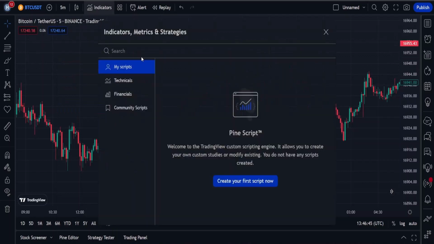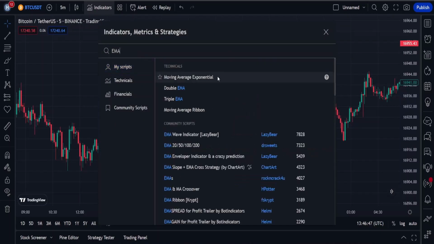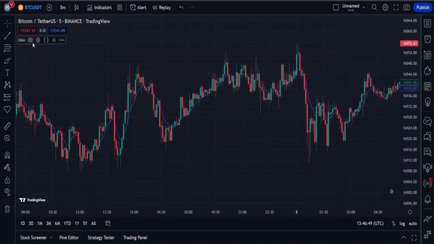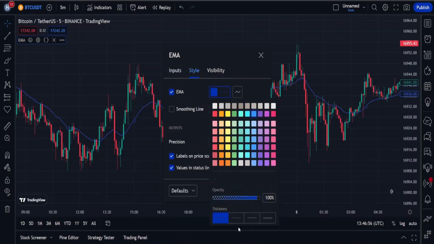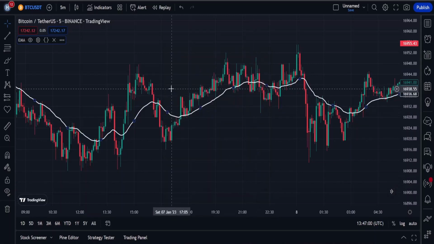So in the Indicators tab, we'll search for EMA, and apply it to the chart. Now we'll go to its settings, and in the Input section, we'll change the length to 32. And also in the Style section, we'll increase the line thickness, and you can customize it just how you think will be easy for you to read and understand.